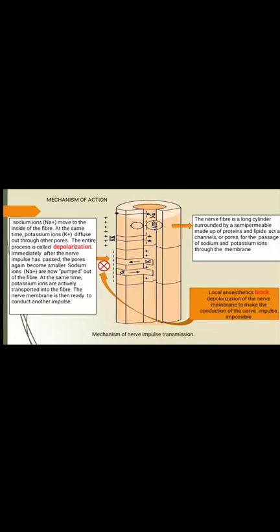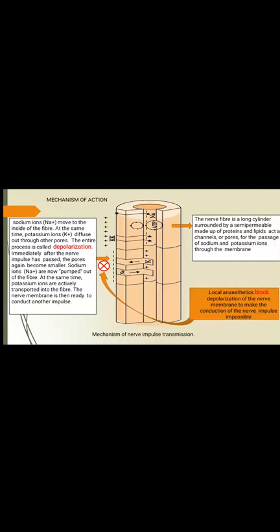So firstly, we will see the mechanism of action of local anesthetics, how generally they exhibit their effect. The sodium ions move to the inside of the fiber. We know that for action potential generation, sodium ions should enter into the cell and potassium ions simultaneously diffuse out of the cell. The entire process is called depolarization.